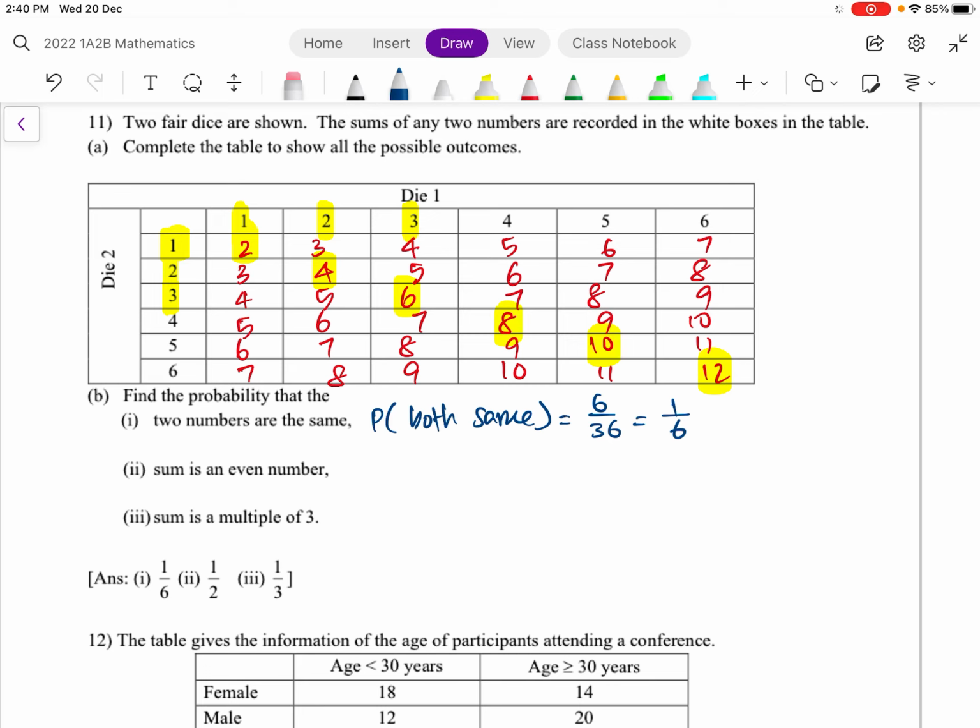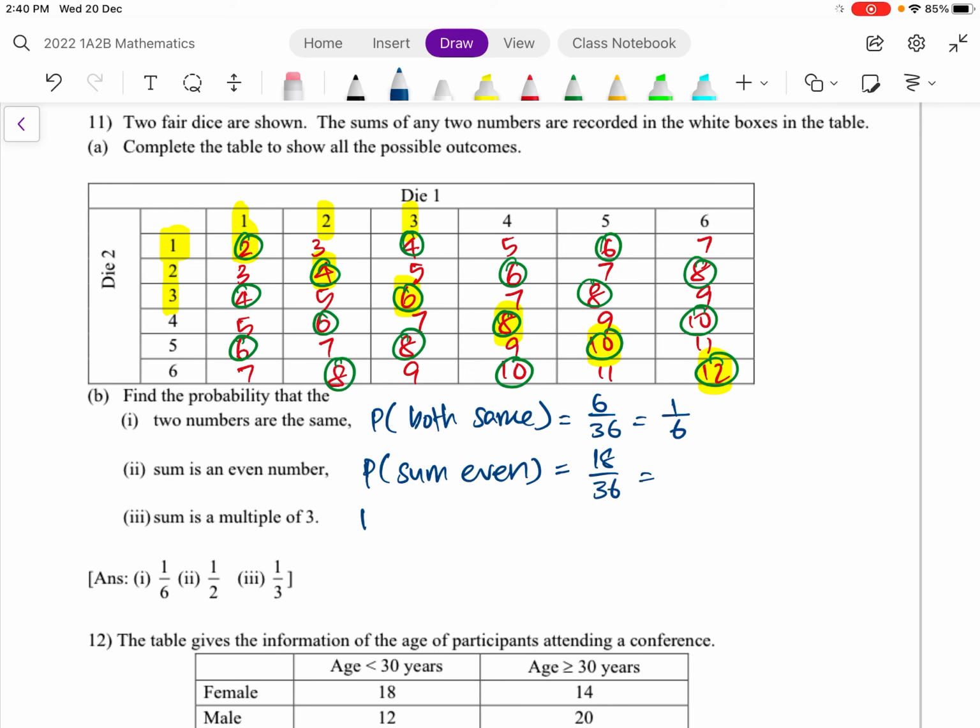Part 2, probability the sum is even. Okay, so it's going to get quite messy in my table. The sum is an even number, so 1, 2, 3, 4, 5, 6, 7, 8, 9. You probably see the pattern already. It will actually be exactly half, because half the time you're going to get even. So probably this will be 18 out of 36, which is half.